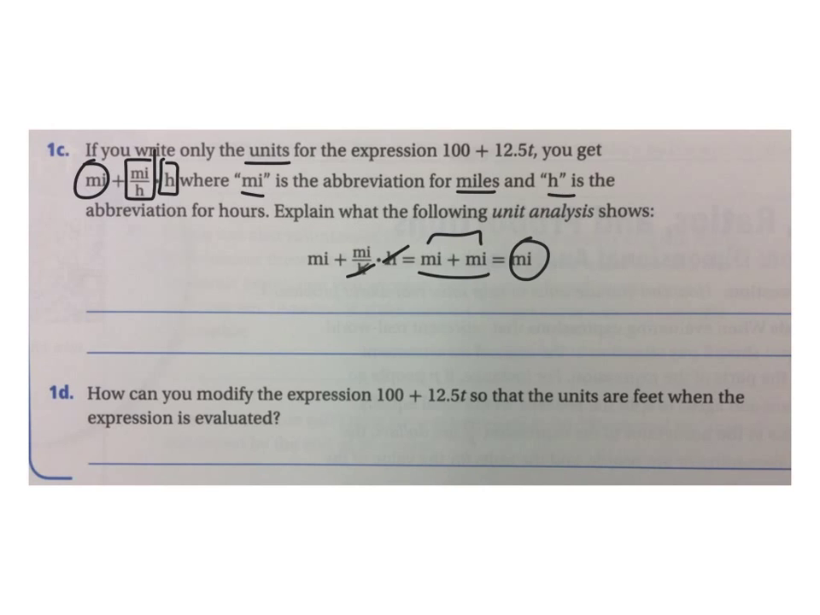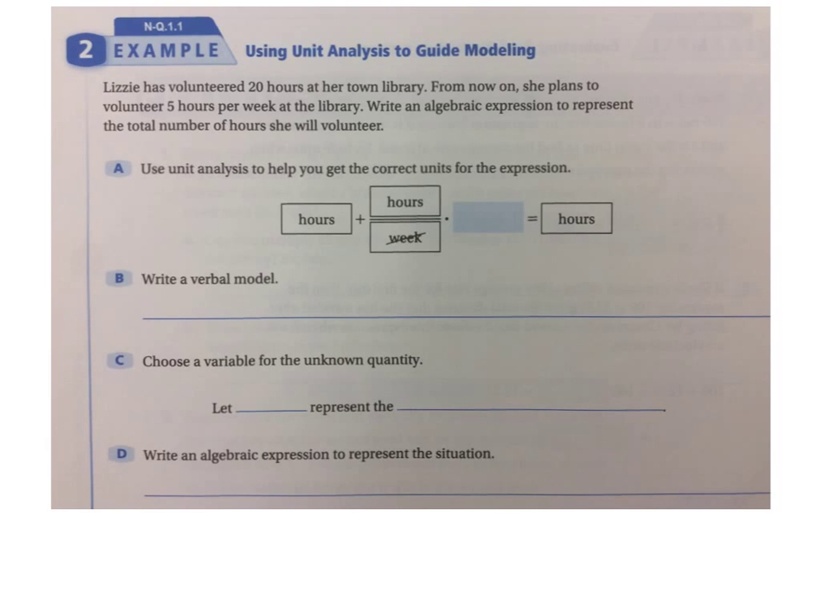Now, how can you modify the expression 100 plus 12.5t so that the units are feet? Well, if you're doing miles, you need to convert it to feet. And so you have to know how many feet are in a mile. So we'll discuss that later on. Okay, let's take a look at this one.